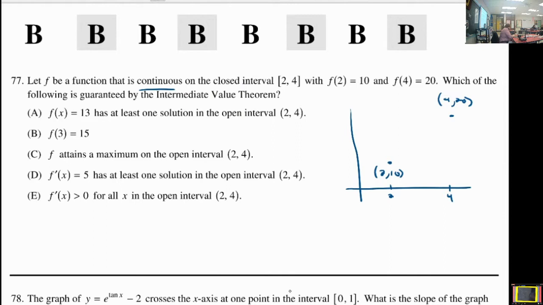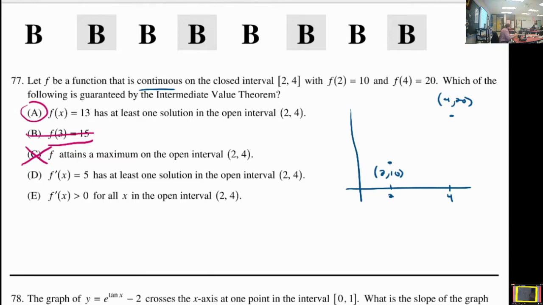I'm going to go ahead and just circle A. A is the correct answer. We'll talk about why. Let's talk about why B through E don't work. f of 3 could be 15, but there's no guarantee that it's 15 when x is 3. There's nothing about there being a maximum on this interval. The function could just look like this and doesn't have to have a maximum at all.